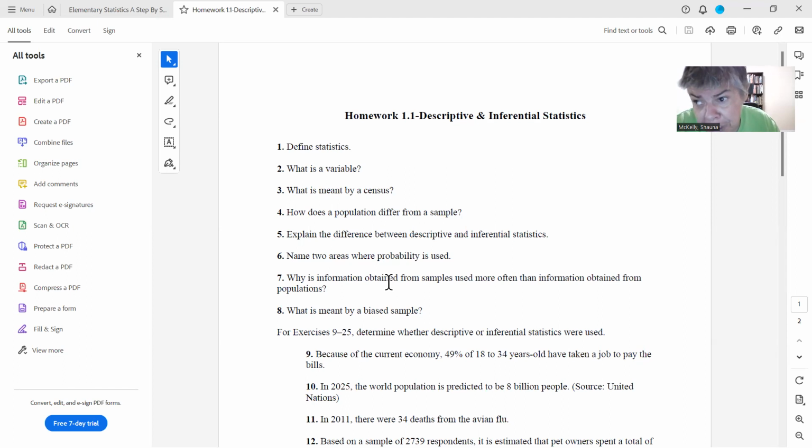So the first 3 chapters of this book, just to give you some perspective, are descriptive statistics. An introduction, it's mostly descriptive statistics throughout the first 3 chapters. Chapters 4, 5, and 6 focus on probability. So we're going to be working with that. And then after chapter 6, the rest of the chapters focus on inferential statistics, as I said.